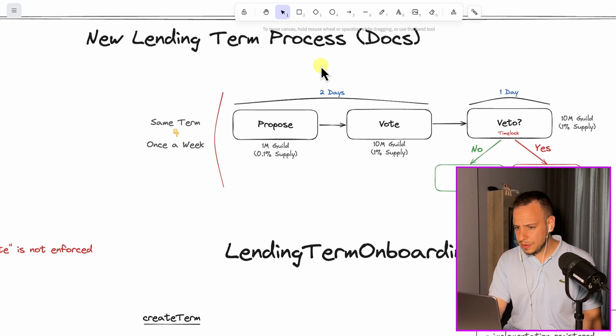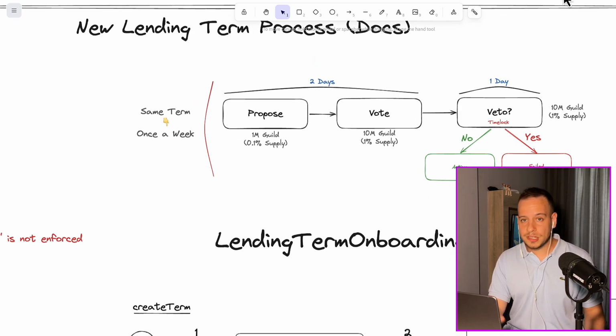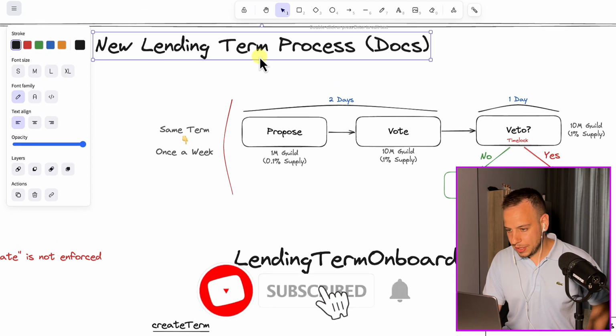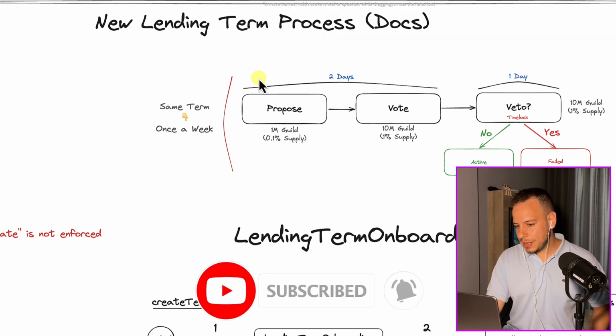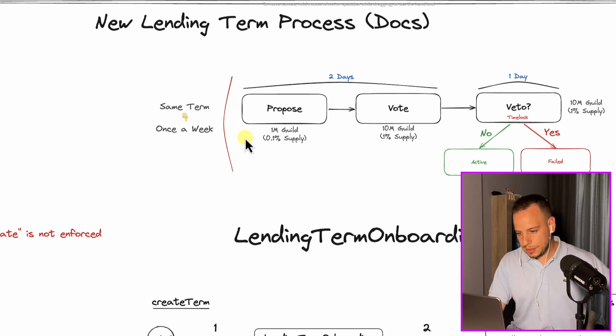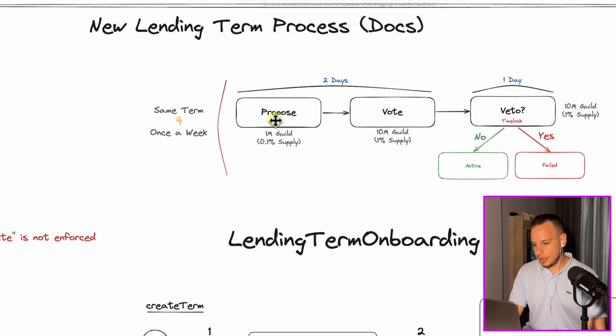You can see here, there is a process where you can add new lending terms to the protocol. This is something that I read from the docs, and I just summarized it as a flow chart here in Excalidraw. So we have propose, we have the vote, and this takes 2 days. Then there could be a veto for this lending term, so people can block it from happening. And yeah, so just chart flows.